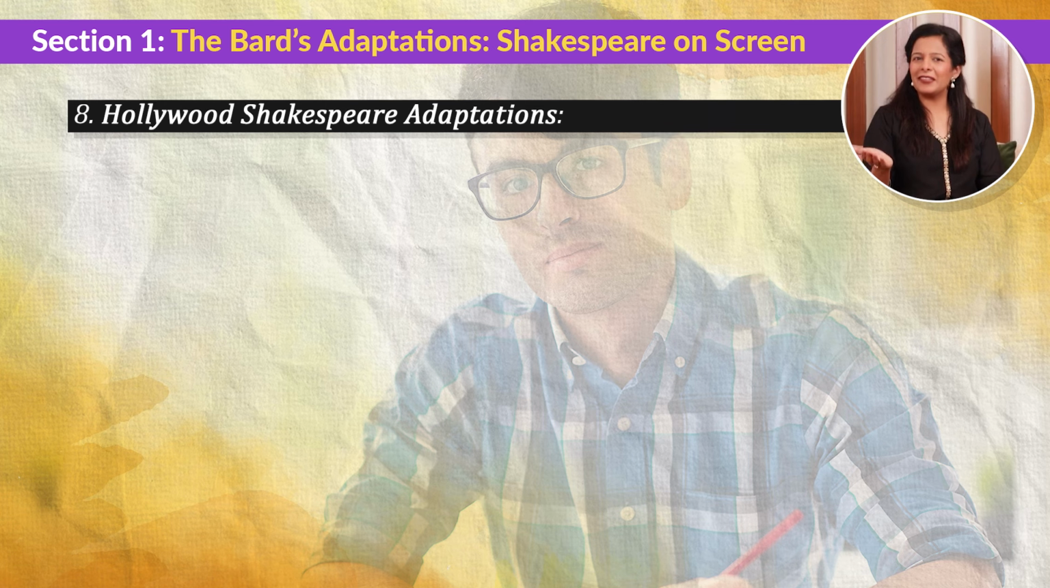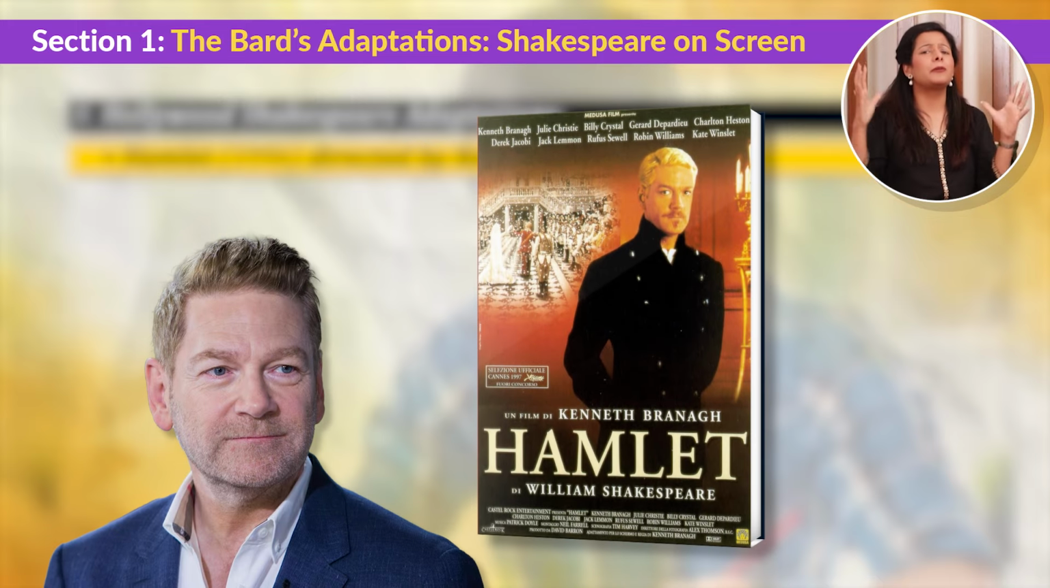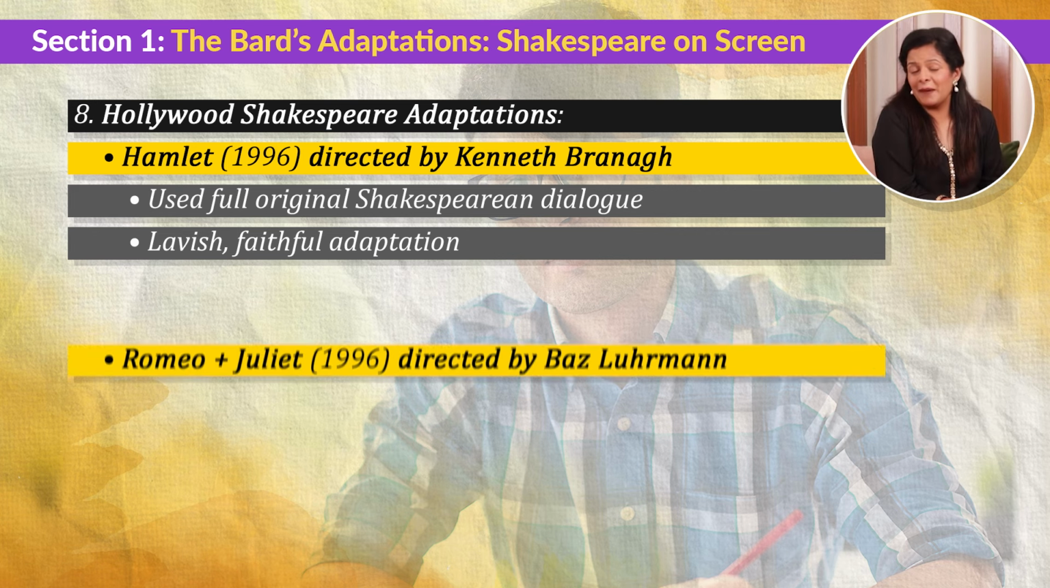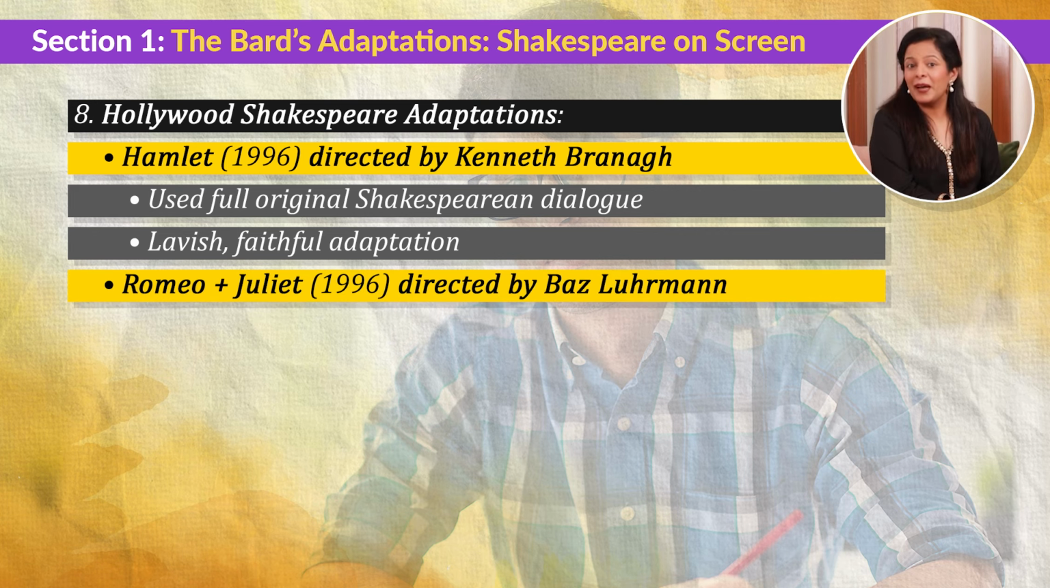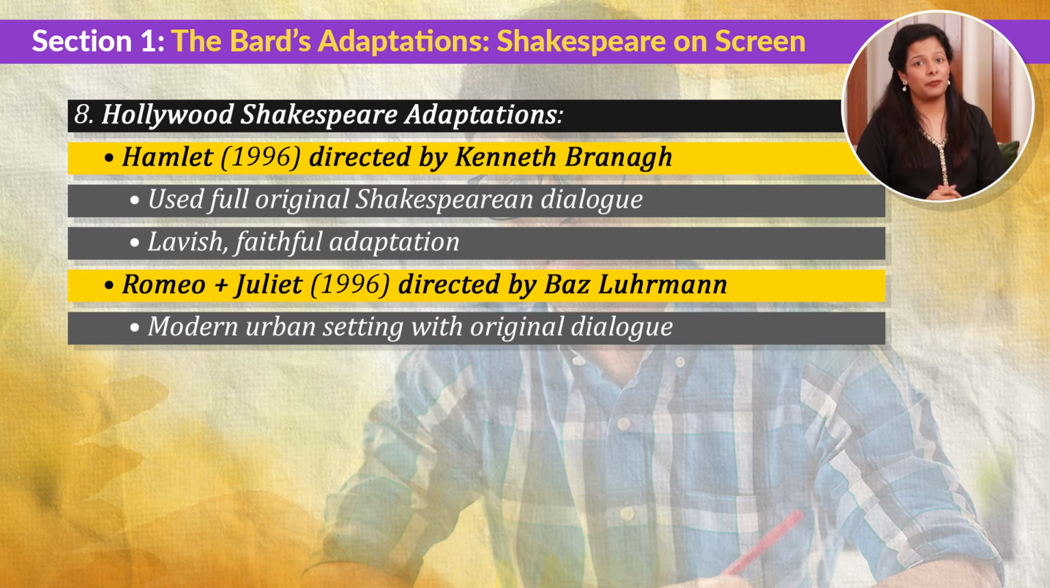Hollywood too has had its fair share of fun retelling and adapting Shakespeare. The most acclaimed include Kenneth Branagh's 1996 adaptation of Hamlet, which used the original dialogue from the play. And Baz Luhrmann's Romeo and Juliet adaptation, Romeo + Juliet, released in the same year, starring Leonardo DiCaprio and Claire Danes. It's set in a contemporary urban landscape while keeping the original dialogue intact.